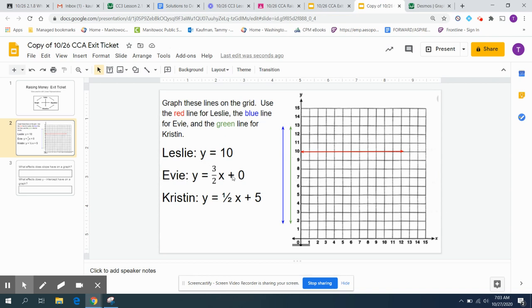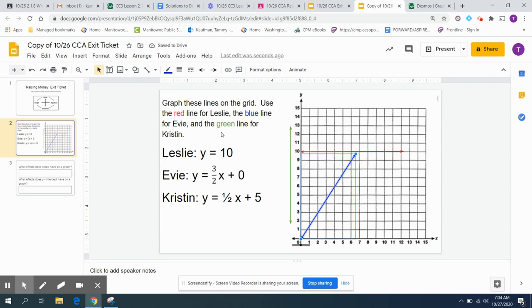The blue line was Evie. So she, remember, when the sponsors, if she didn't write at all, they didn't have to pay anything. So it's going to start at 0, 0. But remember, along our y-axis was our money. Along our x-axis was our distance. So this really says she makes $3 for every 2 meters. So my rise over run brings this to $3. So I'm going to get $3 for every 2 meters. Okay. So that's what that should look like.